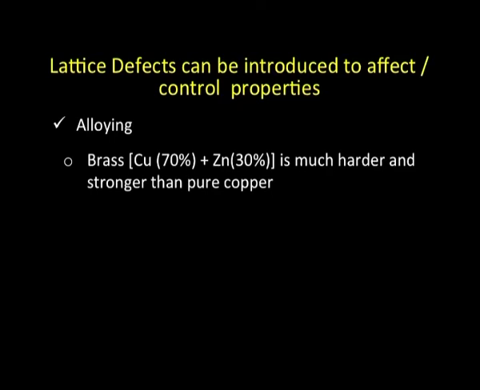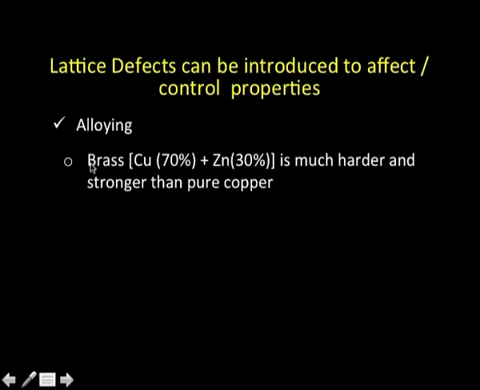Okay. Now, in addition to this, what we just mentioned is that all these defects are intrinsic, which are there by themselves. But in addition to that, we can even introduce defects into the lattices to control or to alter the properties of the solid material. One typical example is that of alloying. We know that brass is an alloy of copper and zinc. Pure copper has a certain structure and certain properties, but when you alloy it with zinc, the properties change.